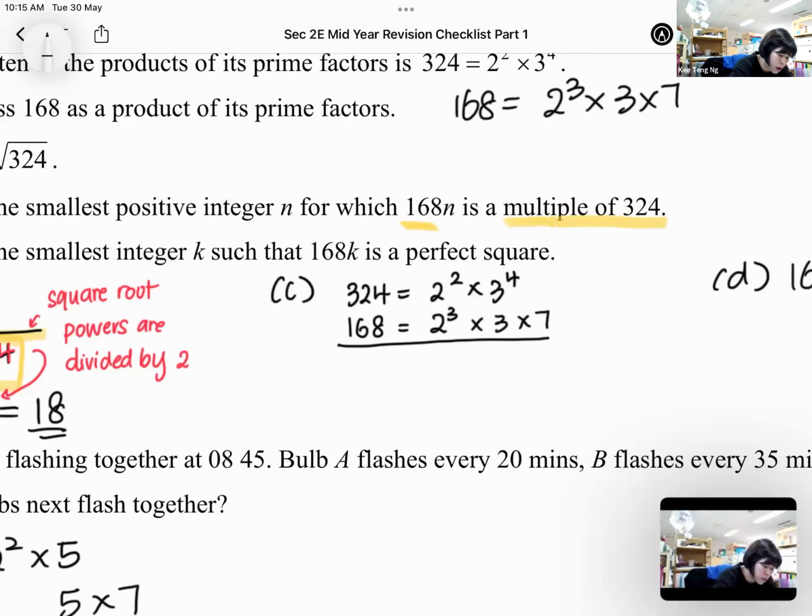The keyword they want is multiple. So when they want multiple, I'm looking for the LCM, lowest common multiple. Okay, method 1, lowest common multiple. If I want to find the lowest common multiple, can you tell me which kind of power do I take? Do I take the highest power or lowest power?